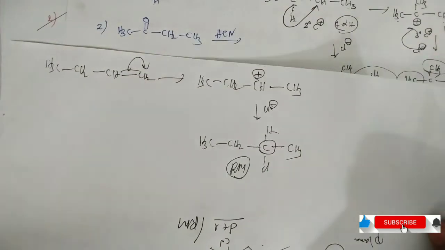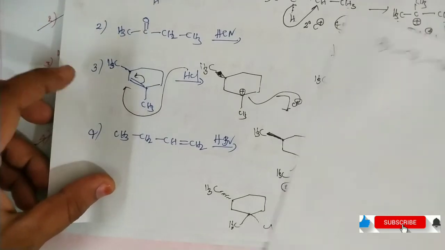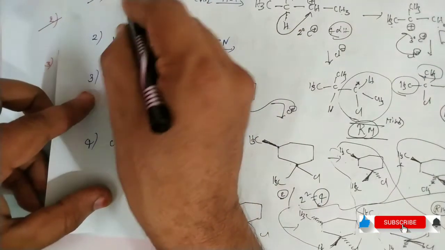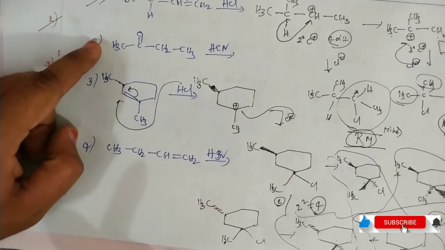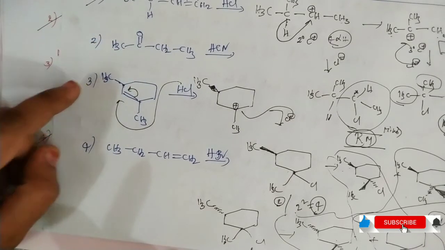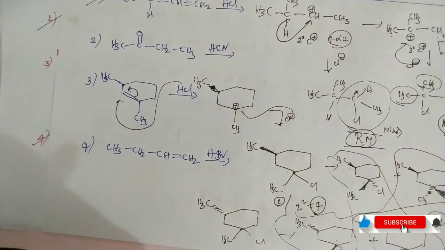That's it. So finally, whichever following reaction will not produce the racemic product, the answer is the first one. That means regarding the formation of the major product. In this case racemic mixture formation, and in this case also it takes place, and in the fourth case also we can clearly see racemic mixture formation.